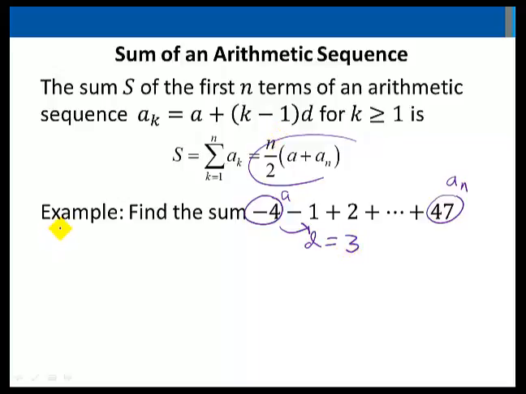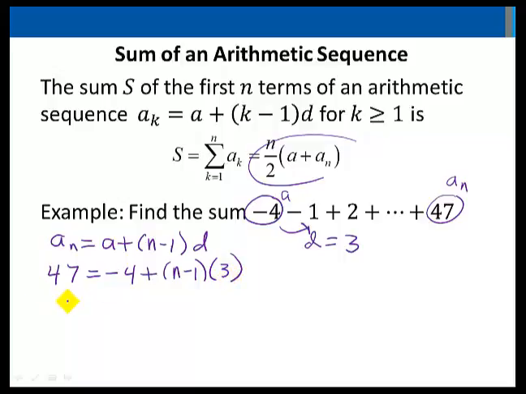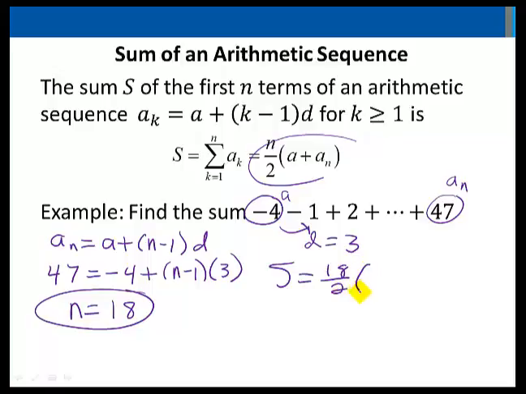So I can use the formula a sub n equals a plus n minus 1 times d. Here I know that a sub n is 47. I know that a is -4. I don't know what n is, but I know that d is 3. And so if I plug in all these numbers and solve, I'll find here that n is equal to 18. Okay, so n equals 18. I have everything I need to find the sum. The sum equals 18 over 2 times -4 plus 47. And I find that the sum here will be equal to 387.